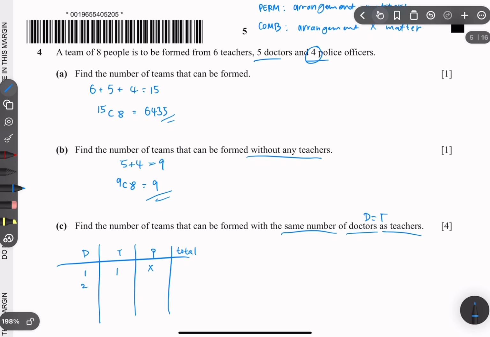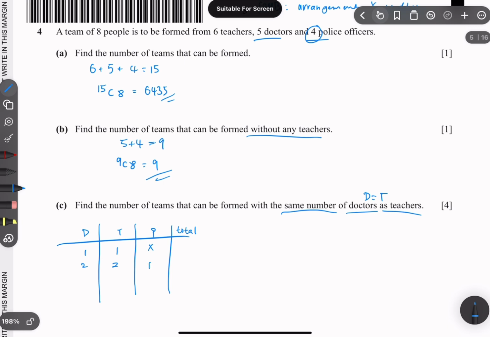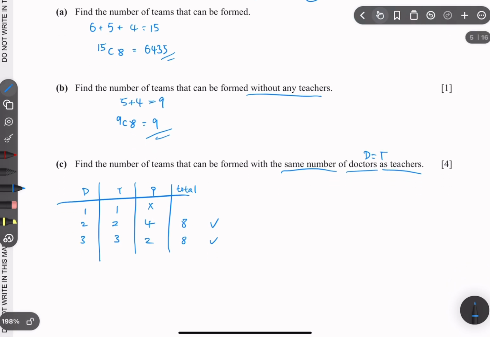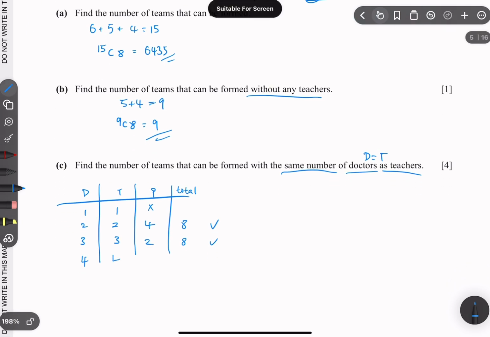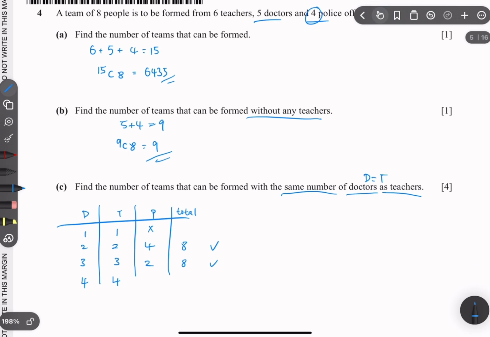And we can have 2 doctors and 2 teachers. So we will need 4 police officers, which is possible. So this is okay. And then 3 doctors, 3 teachers. That makes 6, and we need 2 police, which is also okay. And then 4 doctors and 4 teachers. And that makes 8, so we don't have any spots left for police.